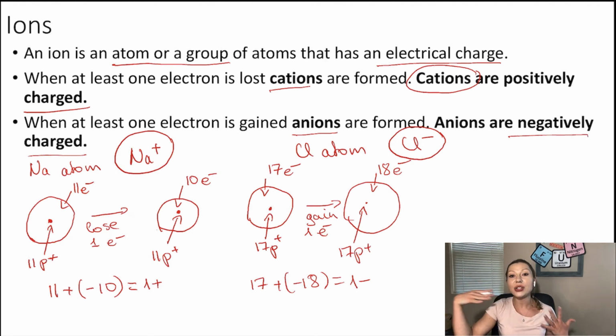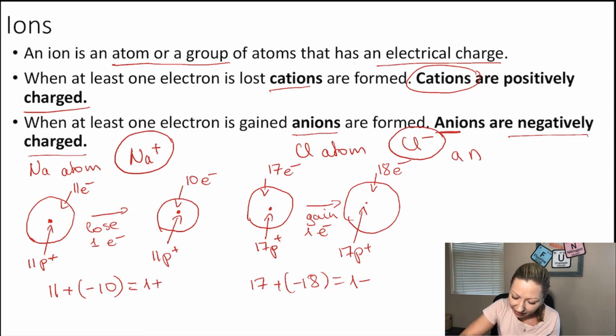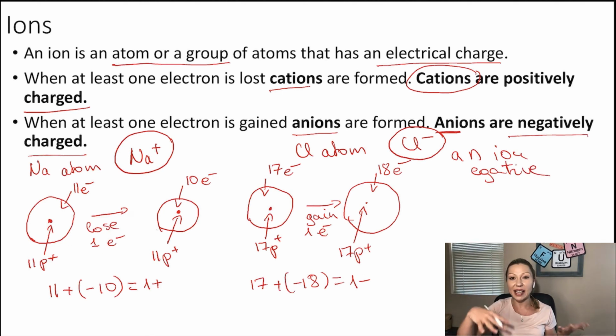The way I try to remember this is, when I think about cations, I think about cats. I used to say that cats are positive, but cats also have paws, right? So since they have paws, cations are positive. I hope this makes sense. Also, you can remember that anions are a negative ion. So anions are negative and cations are positive.